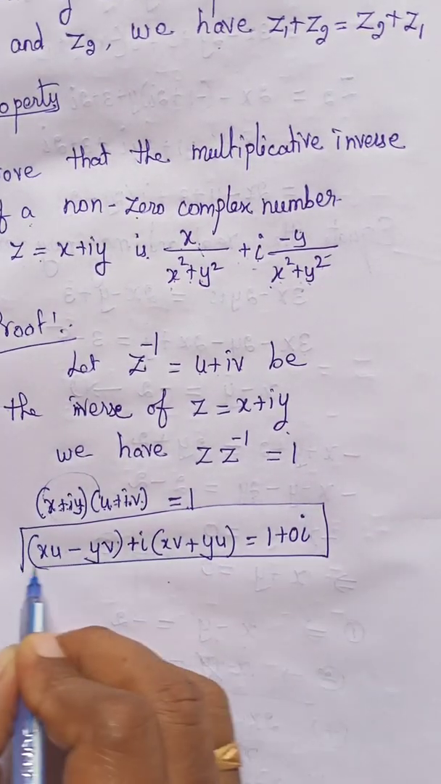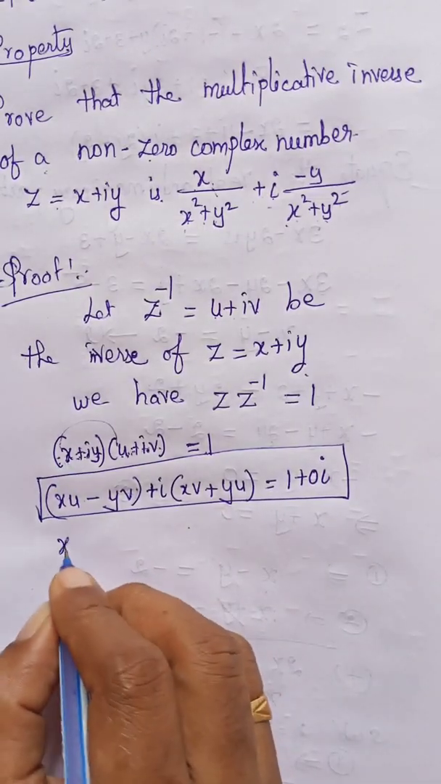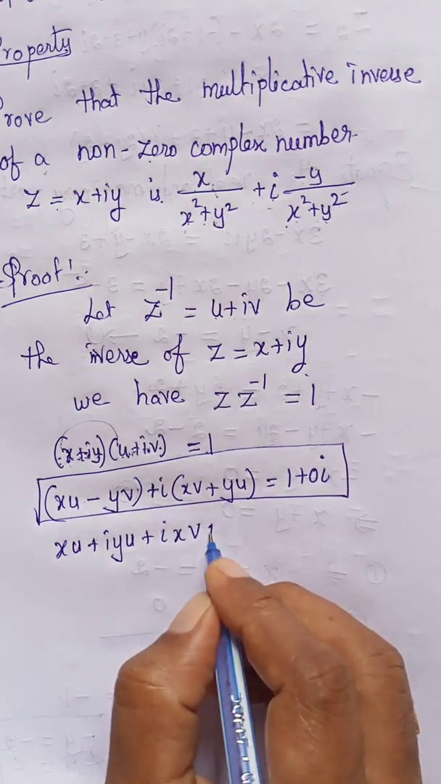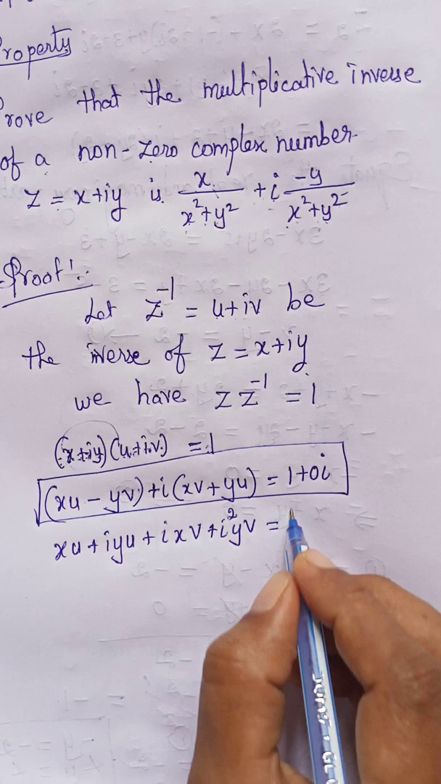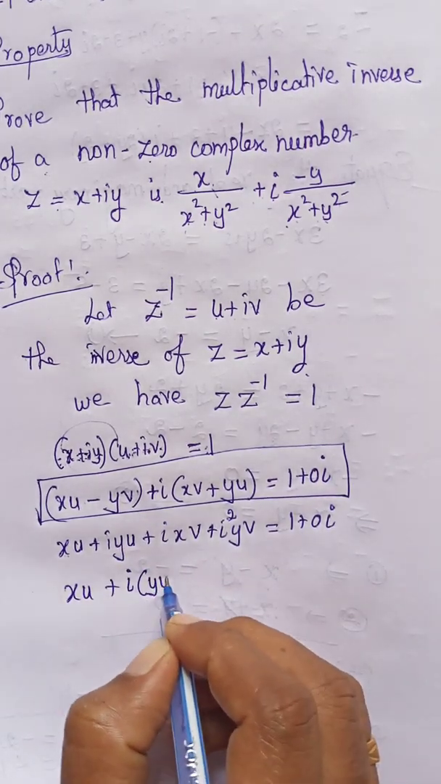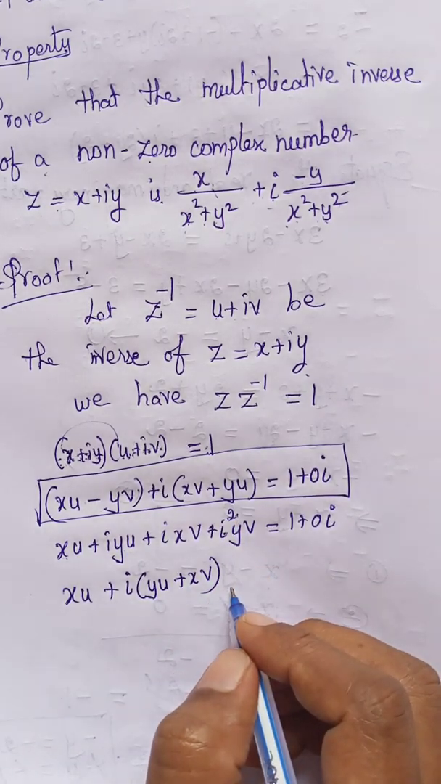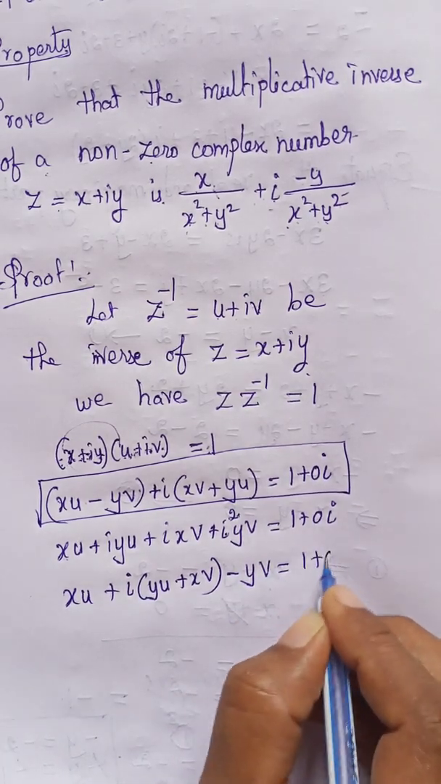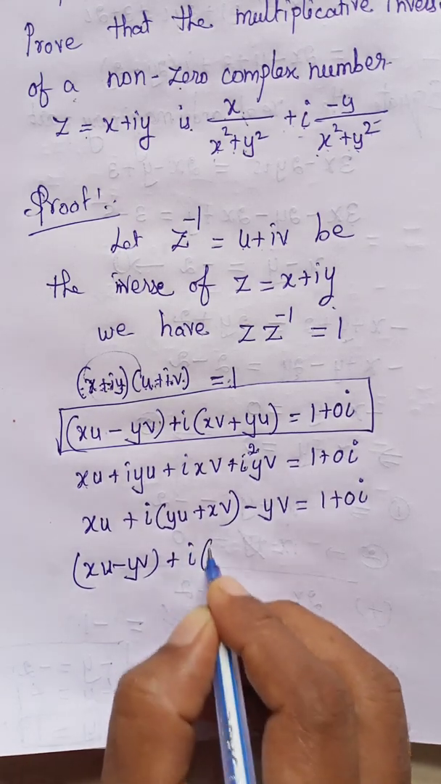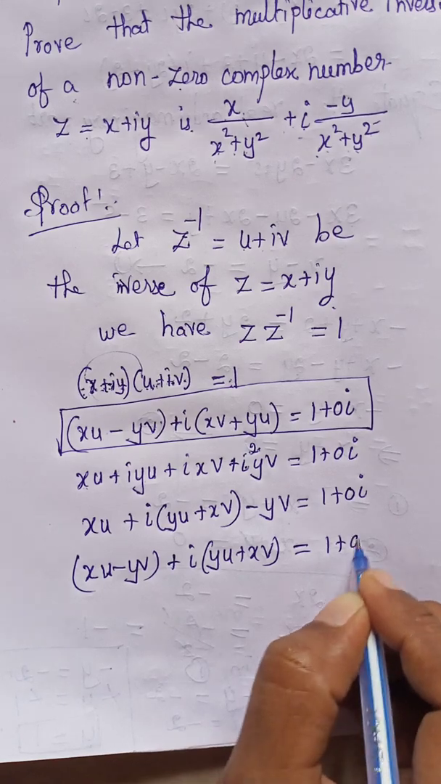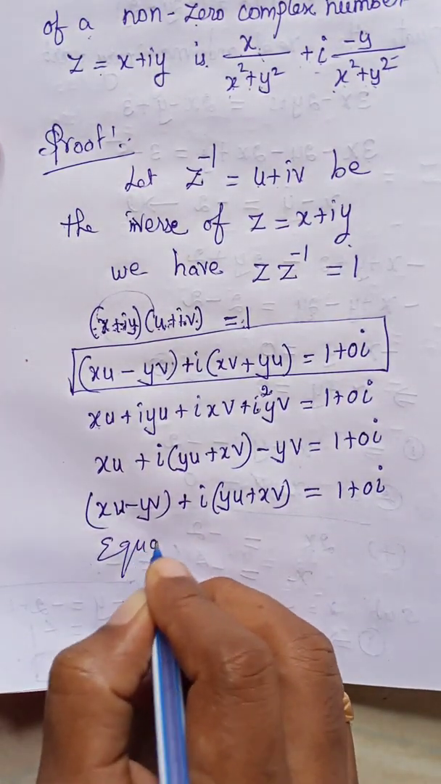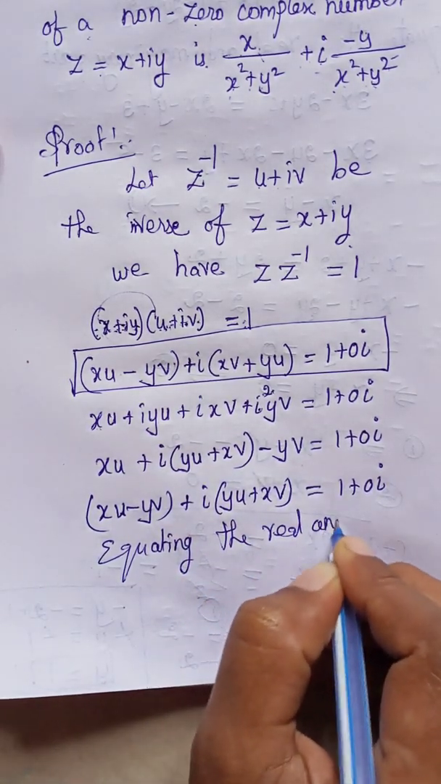Suppose if you find it difficult to write this, multiply ordinarily. No issue. x into u plus iy into u, multiply with this, plus i into xv plus i square yv is equal to 1 plus 0i. Now xu plus, taking i outside, i into (yu plus xv), and i square, the value is minus 1, so minus yv, is equal to 1 plus 0i. Writing together the real part, xu minus yv plus i into (yu plus xv) is equal to 1 plus 0i. When two complex numbers are equal, we know that the real part will be equal and the imaginary part will be equal. So, equating the real and imaginary part.